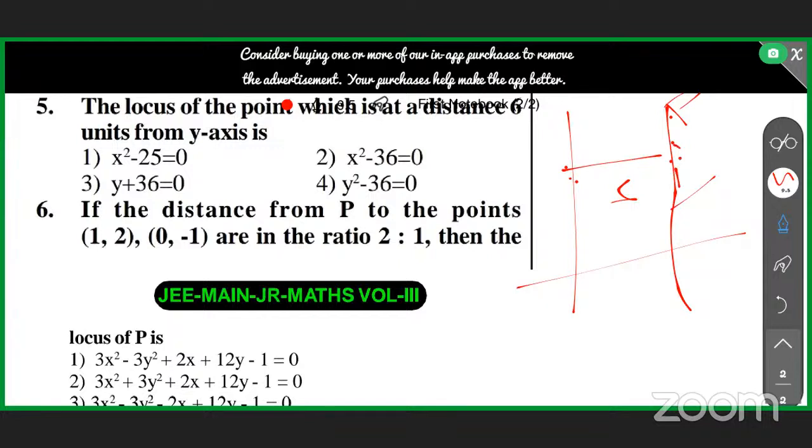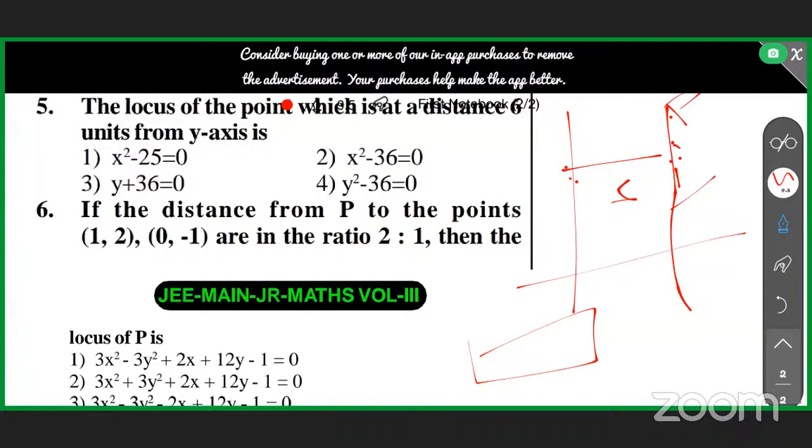And this point is lying on the line. Therefore, the equation of the line satisfies that point. This is a little longer step, but it's a very easy step, a familiar step, everyone knows it. Then, if you simplify that equation, you'll get the equation. The second step, what I told, is a longer step, but it's a familiar step.